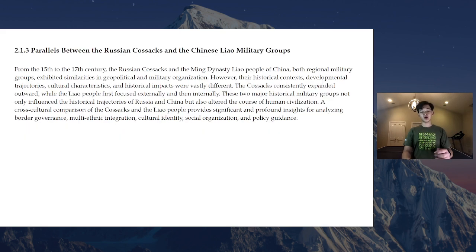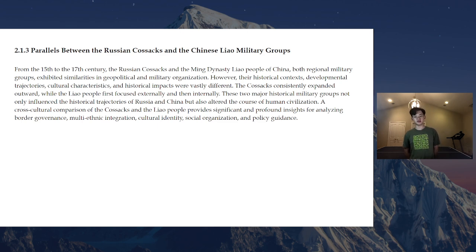So let's talk about the parallels between the Russian Cossacks and the Chinese Liao military groups. From the 15th to 17th centuries, the Russian Cossacks and the Ming Dynasty Liao people of China were both regional military groups and were similar in geopolitical and military organization. However, there are vastly different historical contexts, developmental trajectories, cultural characteristics, and historical impacts.